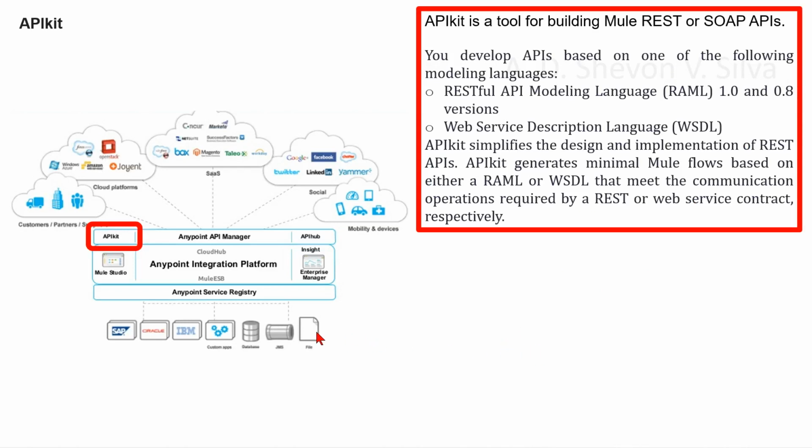Now we are focusing on APIkit. APIkit is a tool for building Mule REST or SOAP APIs. You develop APIs based on one of the following modeling languages: RESTful API Modeling Language, RAML 1.0 and 0.8 versions, or Web Services Description Language, WSDL. APIkit simplifies the design and implementation of REST APIs. APIkit generates minimal Mule flows based on either RAML or WSDL that meet the communication operations required by a REST or web service contract, respectively.